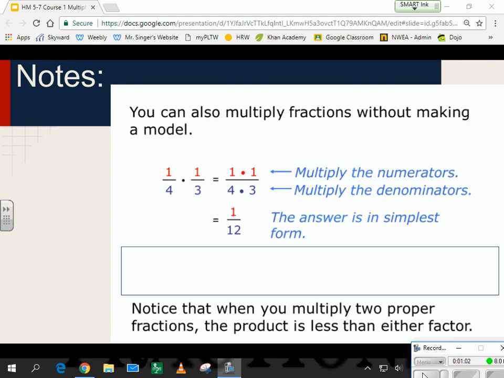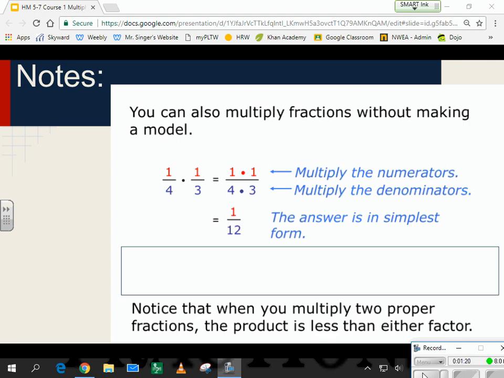Let's say we were given 1/4 times 1/3. So for multiplying, what you do is you multiply the numerators across, multiply the denominators across, and then put your answer in simplest form. So 1 times 1 is 1, 4 times 3 is 12. So this is actually in simplest form.